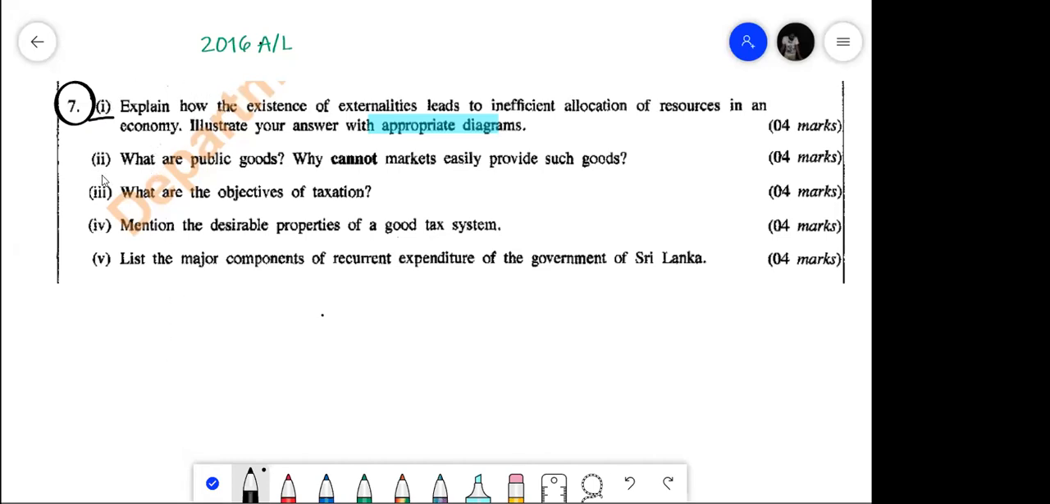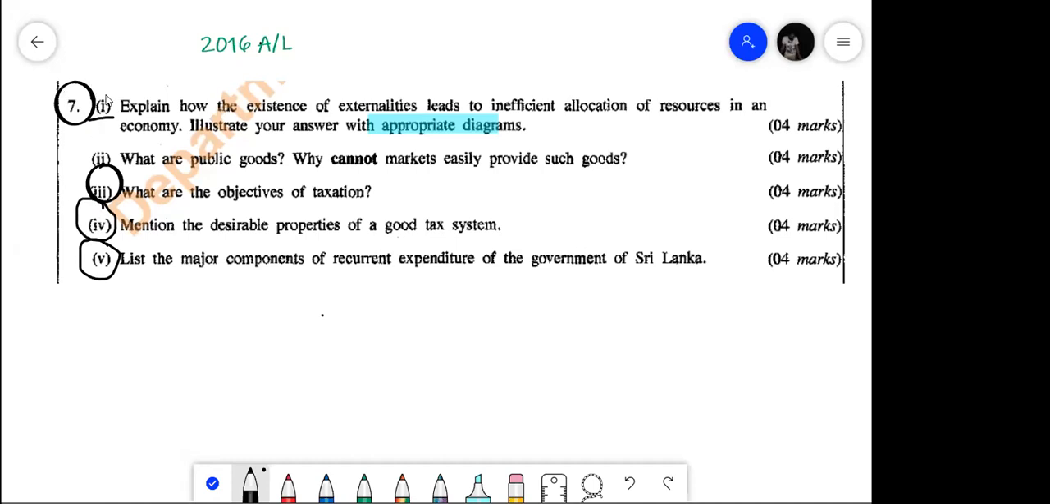See, what are the objectives of taxation? Simply state them. Desirable properties of a taxation, mention. For example, simply convenience, flexibility, equity, just mention. List the major components of recurrent expenditure. Again, simple things, like salaries, just to list.